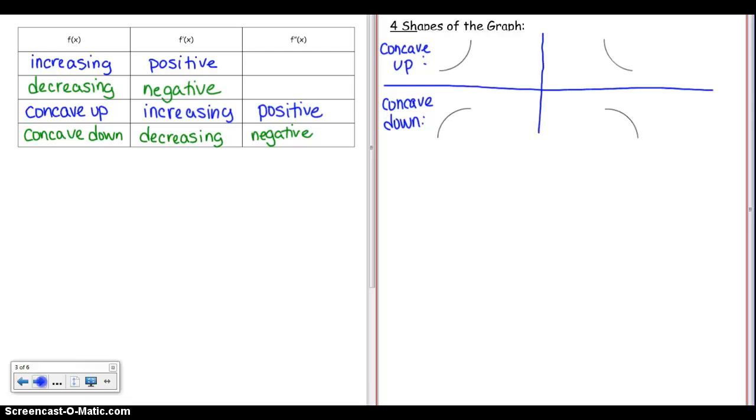Or we can also look at increasing and decreasing. These two right here are increasing. They're going up. And these two right here are decreasing. They're going down.